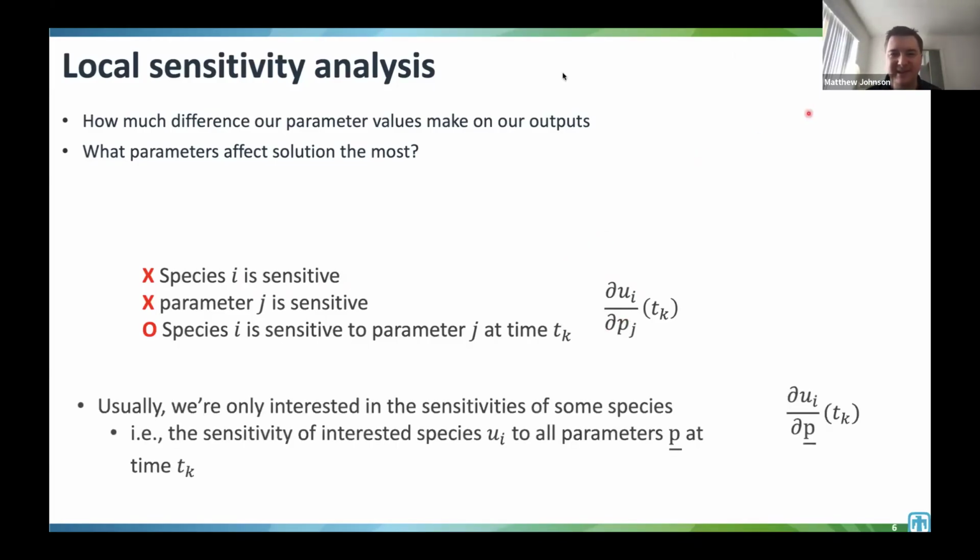Now, an important aspect of what we're about to get into is that usually we're not interested in all of the possible sensitivities to every target. If you have 1,000 species in your mechanism, you're not usually interested in what's affecting all of those 1,000 species. There's going to be a handful of U elements that you're interested in, but you're often interested with respect to all of the parameters because you don't know what parameters are going to be important for you. And so we're usually most interested in some target species U with respect to all parameters at some chosen time point t.